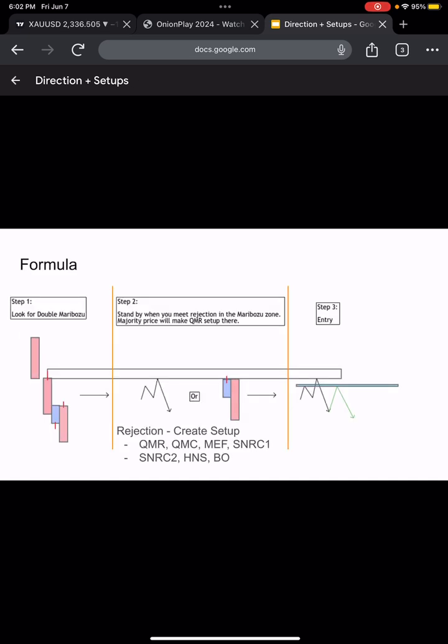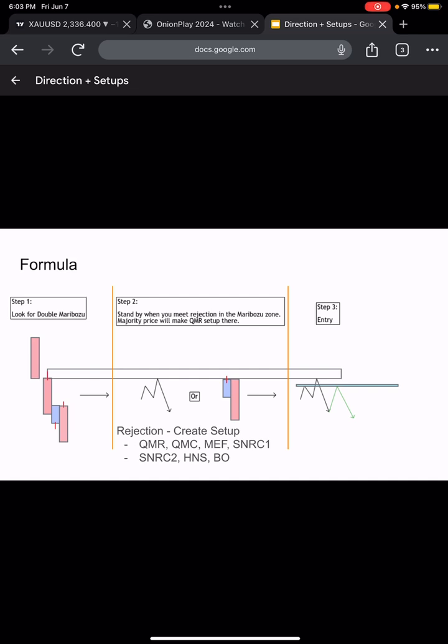So the formula is, you basically want to look for a double Mariposa candle. This is the first form of direction. Second step is you want to stand by it when you meet rejection in the Mariposa zone. So majority of price will make a QMR setup there. So this is basically what it would look like. And then step 3, you simply just enter.